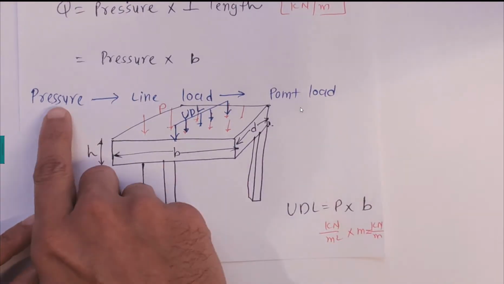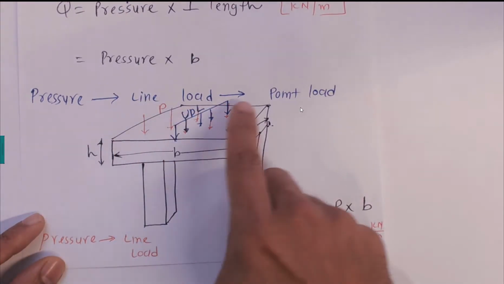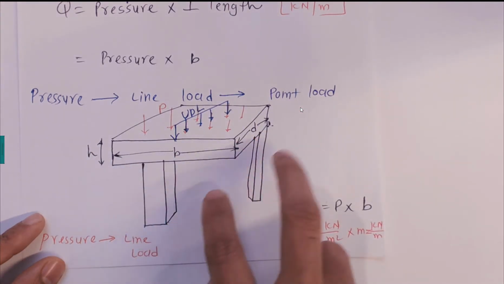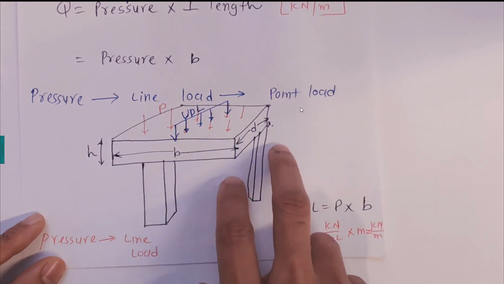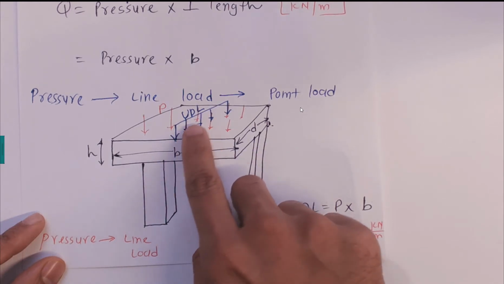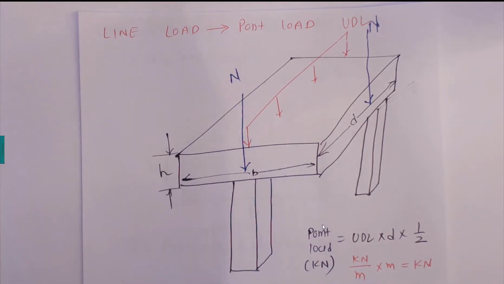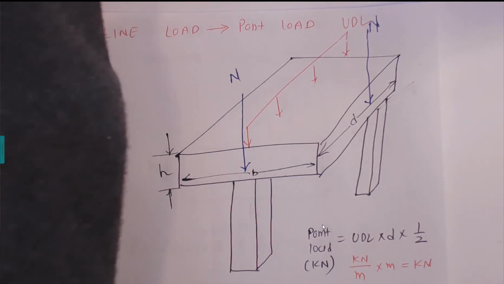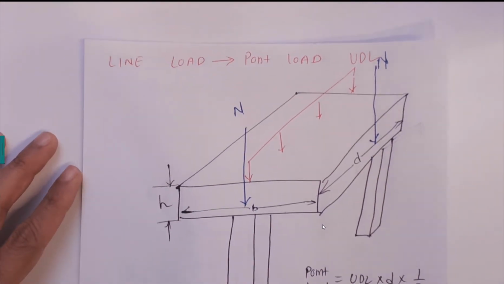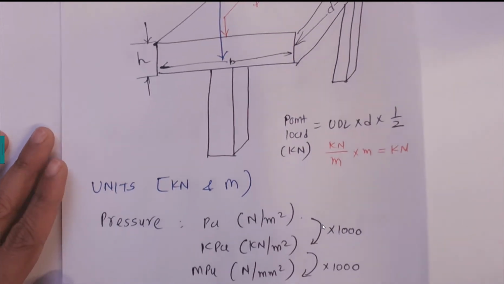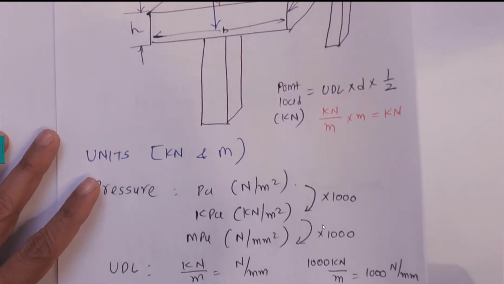For example, if you would like to convert pressure into a line load, which is the UDL load, and then into a point load, say a slab supported by 2 columns at each end. We know the procedure to convert pressure into UDL: we just need to multiply by the perpendicular length. But now we would like to find a point load. First we convert pressure into the line load like this, and once we get the line load, we continue.